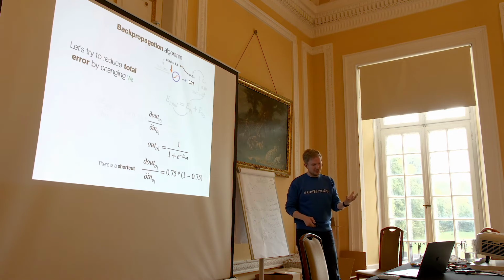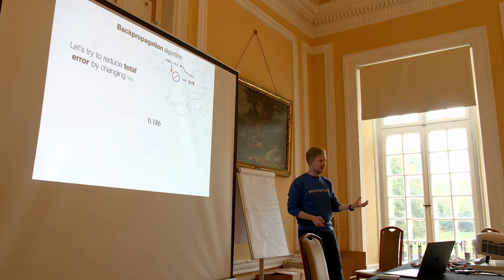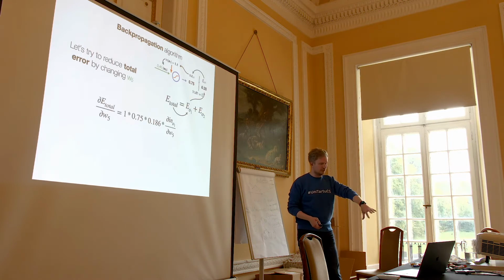Anyway, it's going to be 0.75 times 1 minus 0.75. And the value is going to be 0.186. We plug it back and we summarize. So we are almost done.